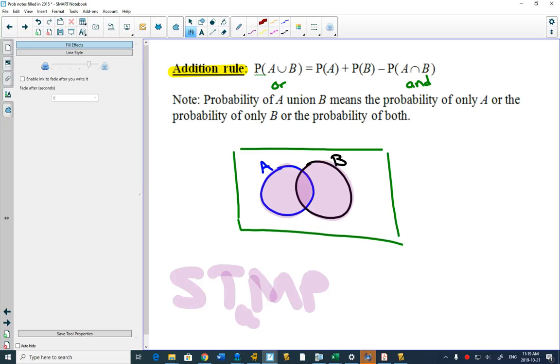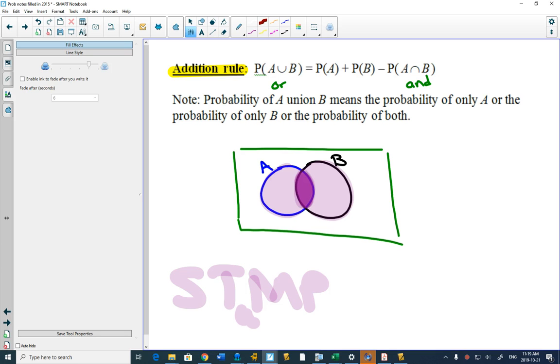If I were to change the transparency a little bit, maybe it would show up even more. But this middle section, when I color all of A and all of B, the middle section gets colored twice. What is this middle section? Make it even darker. That middle section is A and B.